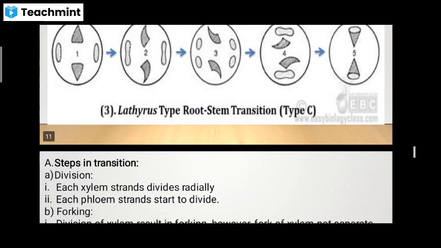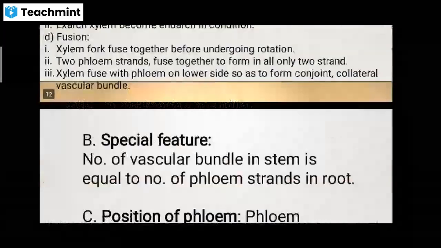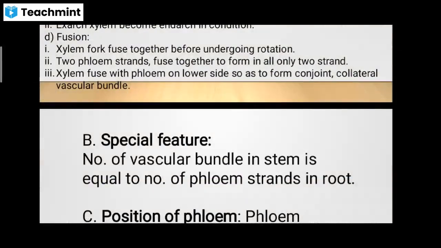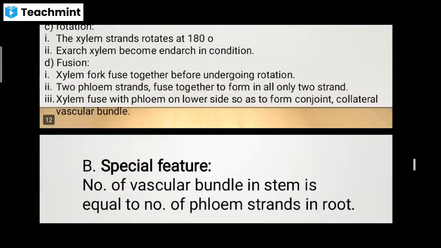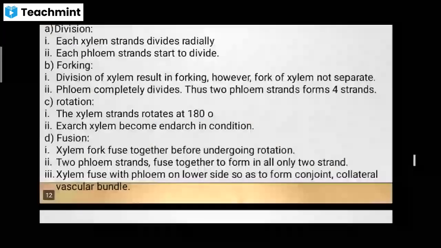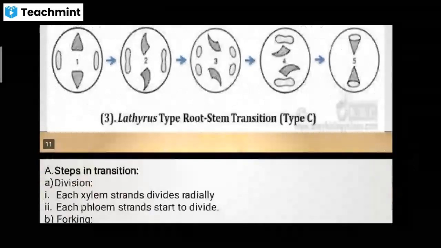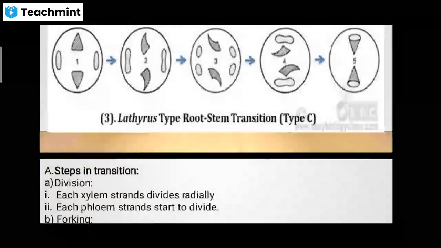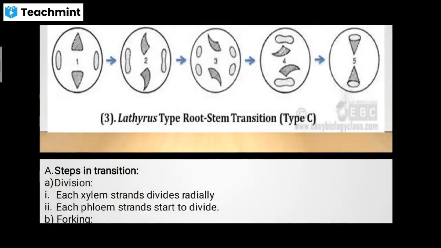What are the special features in this type? Here the number of vascular bundles in the stem is equal to the number of phloem strands in the root. In the first figure we saw two phloem strands. After this root stem transition, the same number of vascular bundles are present in the stem. There are two strands of phloem in the root, and a similar number is observed after the transition in the stem, that is two vascular bundles.